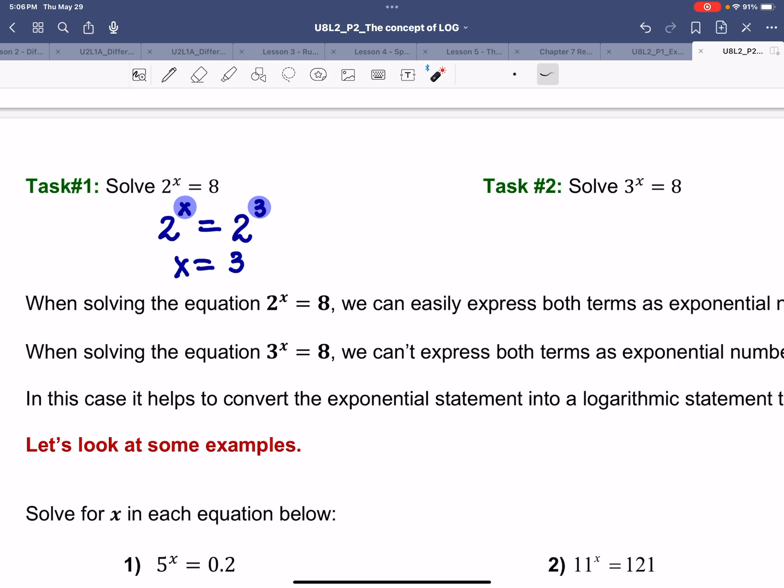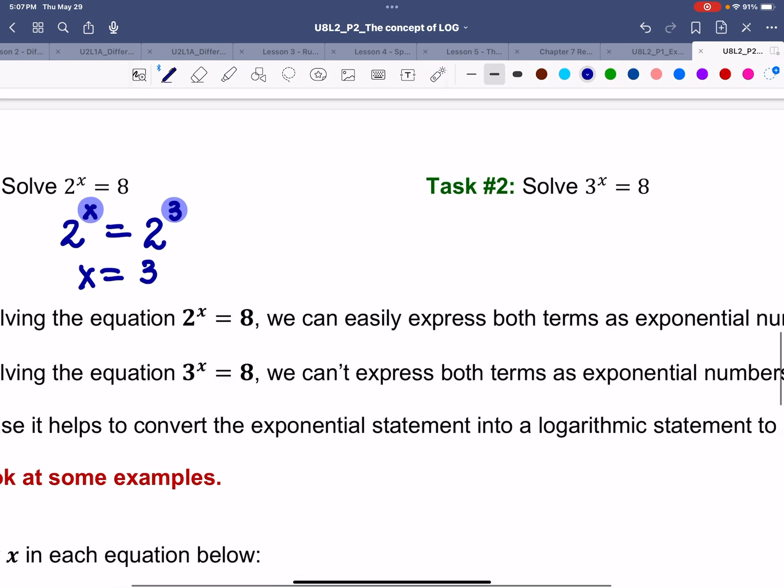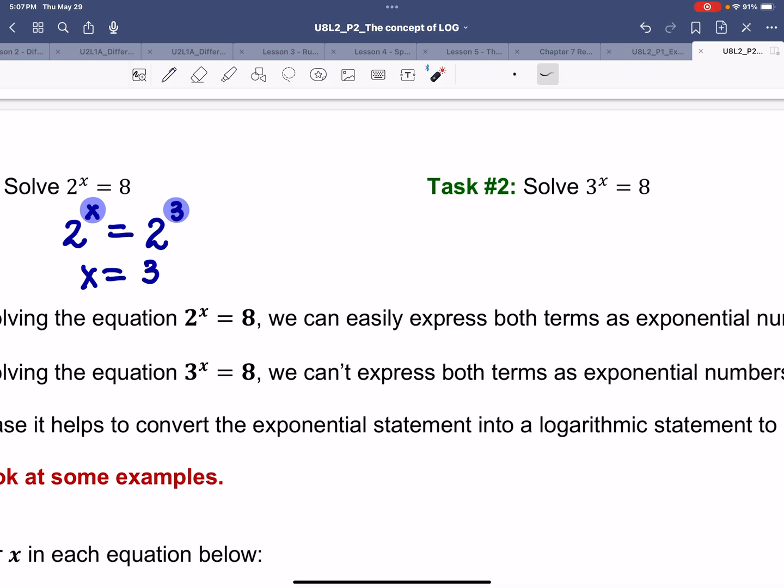So we know how to solve equations such as this because in this example, we are able to express the right side of the equation as an exponential number with the same base. Now, we're going to take a look at the next equation, 3 to the power of x equals 8. When you look at the left side, you have an exponential with base 3. So what that means is that we're going to try to write the right side as an exponential also with base 3. But you know that number 8 cannot be a power with base 3.